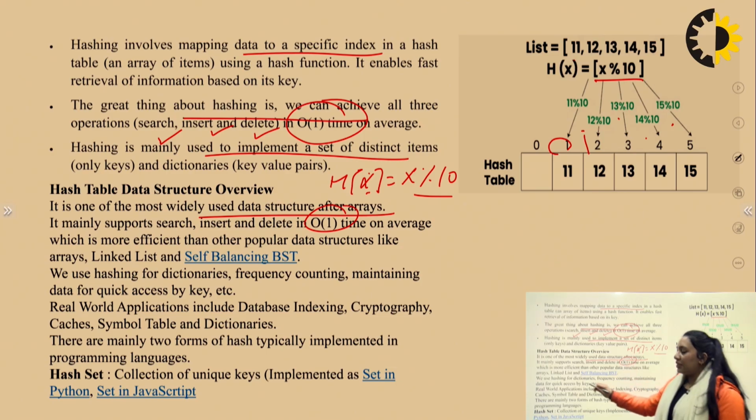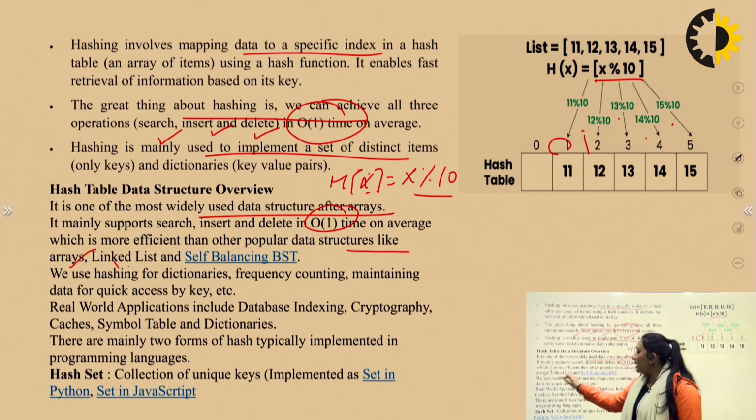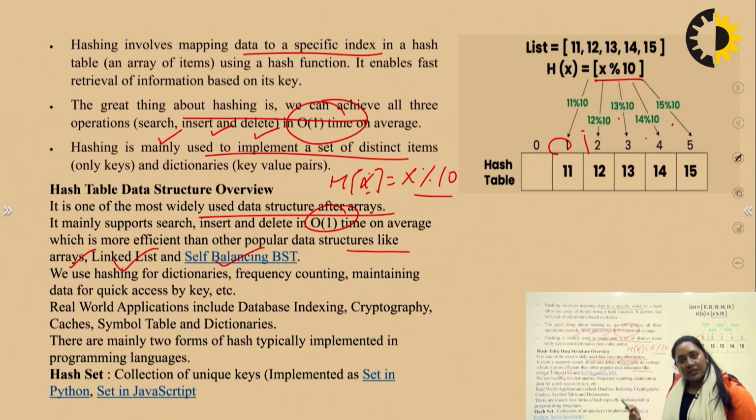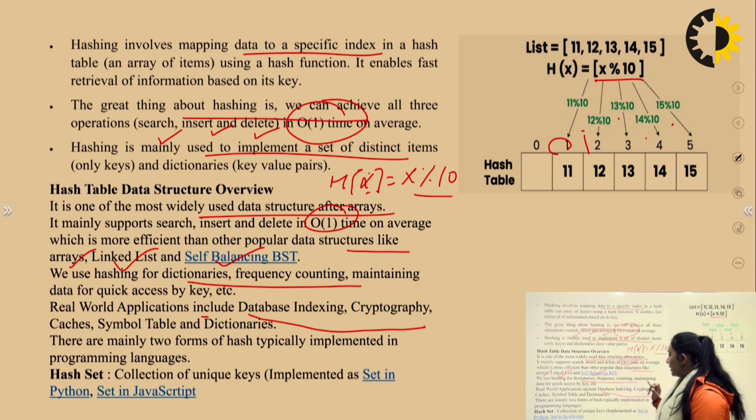O(1) complexity was there, and it is also most popular in the array, linked list, and the self-balancing binary search tree. Now it is also used in the dictionary, mainly for quick access to the data with the help of the keys, right? Real world applications are database indexing, cryptography, cache, and symbol tables, and for the dictionary we will be using the hash table, right?